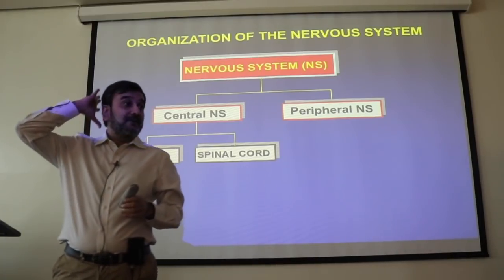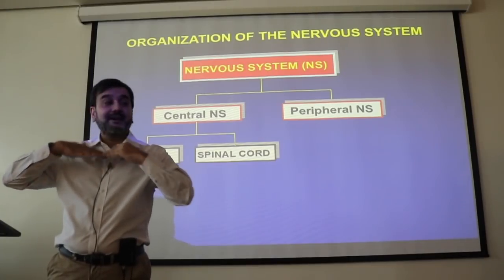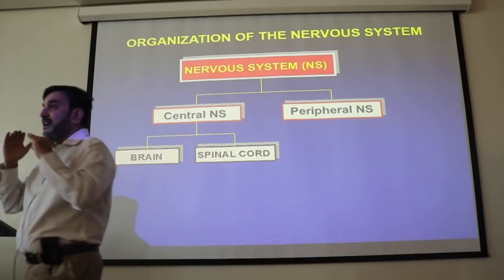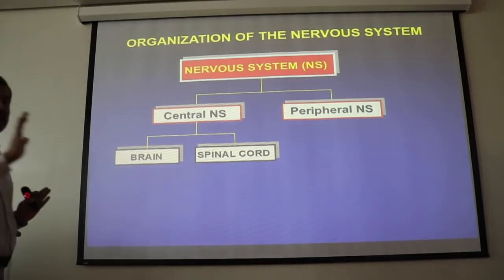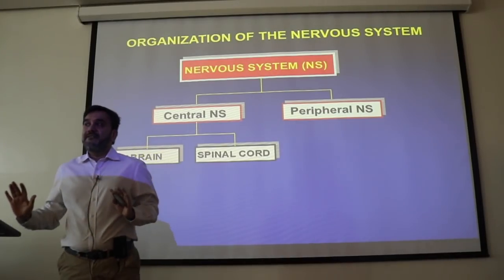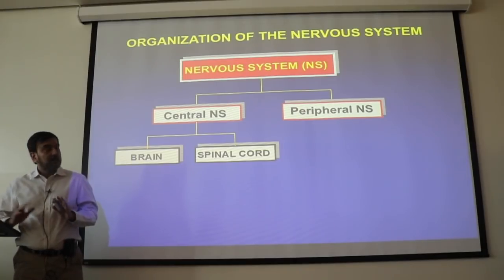The cranial nerves supply the head and neck region. The spinal nerves supply everything below the head and neck. So everything below the head and neck is supplied by spinal nerves, and everything in the head and neck region is supplied by cranial nerves. There are 12 pairs of cranial nerves and 31 pairs of spinal nerves.